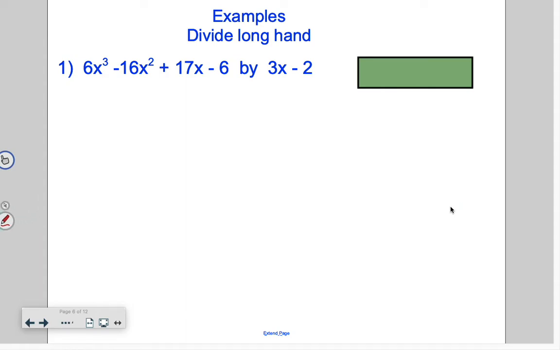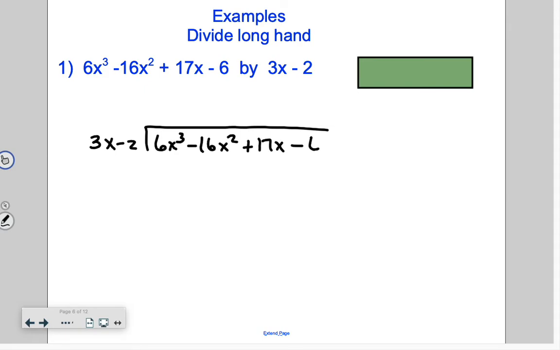So here's the process. Let's take a look. If we set this up as a long division problem, we're dividing by 3x minus 2, so that's on the outside. And our dividend, in this case, is that cubic function: 6x cubed minus 16x squared plus 17x minus 6. So there's the setup.